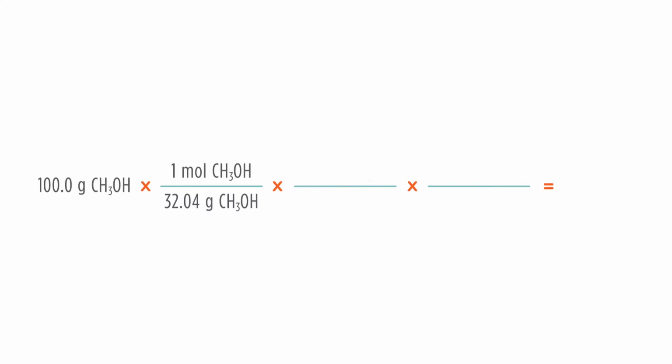We need to convert moles of methanol into moles of oxygen. To do that, we're going to use the stoichiometric coefficients. We have a 2 in front of the methanol, so 2 moles of methanol, and we have a 3 in front of the oxygen, so 3 moles of oxygen. Now, we wanted to know how many grams of oxygen, so now we've got it in moles of oxygen. So we're going to use, again, our molar mass, so 31.998 grams of oxygen for 1 mole of oxygen. And that'll give us our final value.